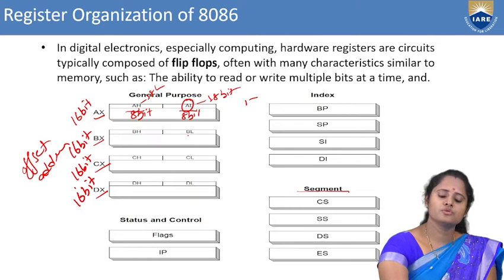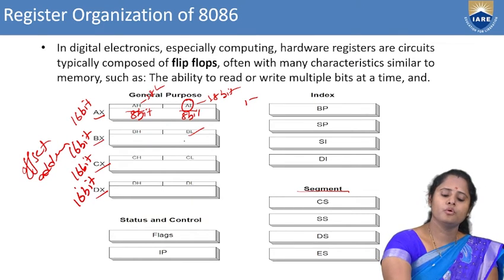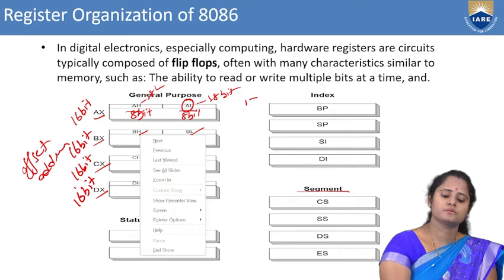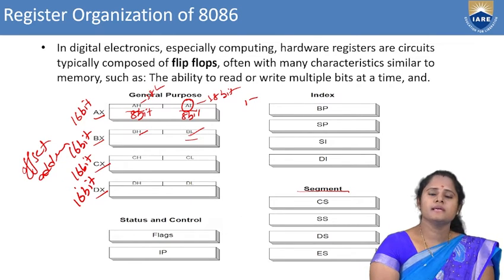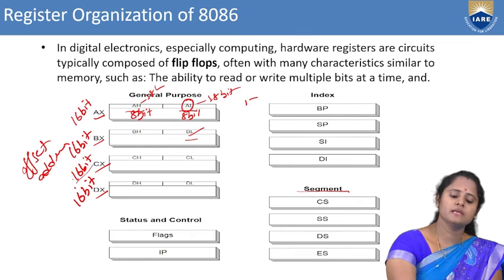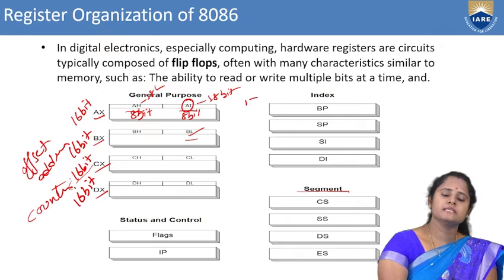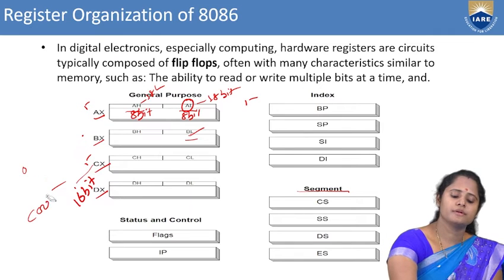So again, it is also divided into a lower 8-bit that is called the BL register and a higher 8-bit that is called the BH register. And next one, CX. C indicates it's a counter. CX indicates a counter register.